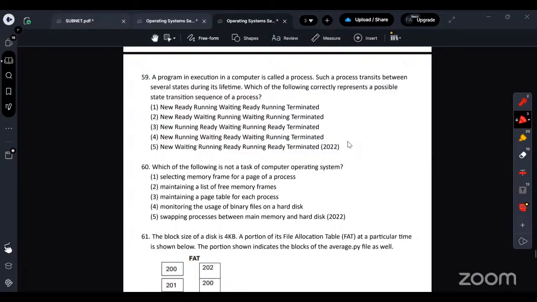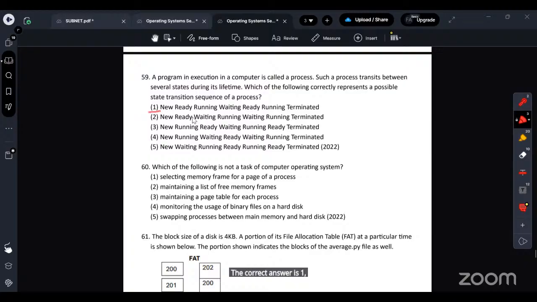Think properly. I'll give some time. So the correct answer is 1.